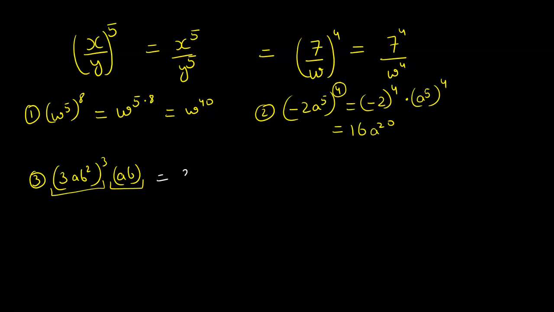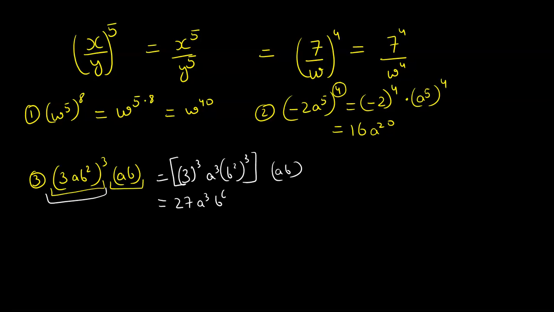So in this one we give the 3 the power of cube, or 3, a has the power of 3, b squared has the power of 3. Okay, so this is our first item completed here, and then we get ab. So over here we get 27, a to the power of 3, b, 2 times 3 is 6, and then we get ab.